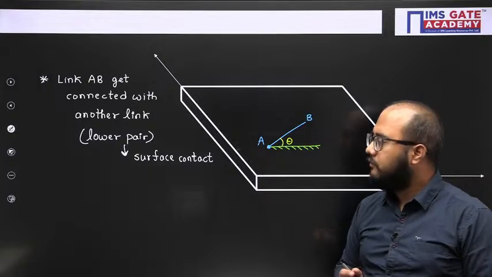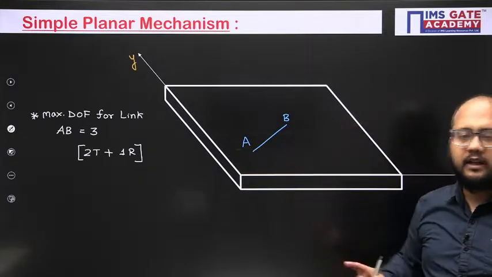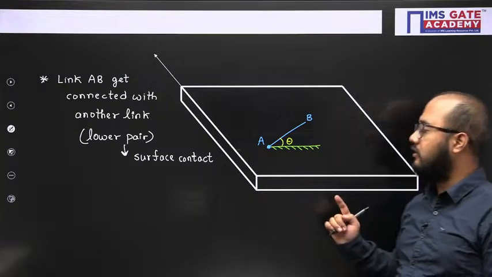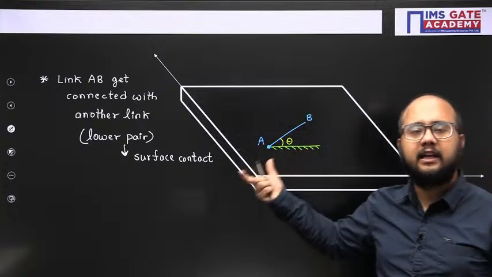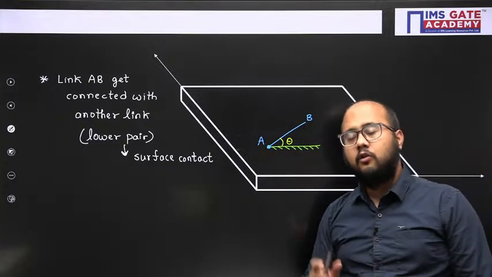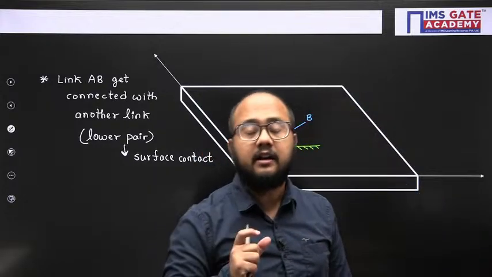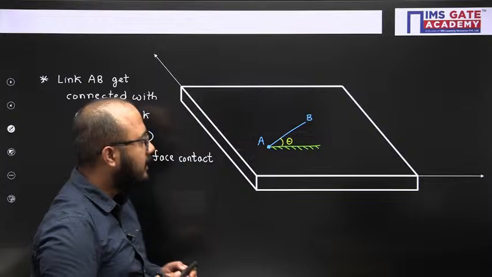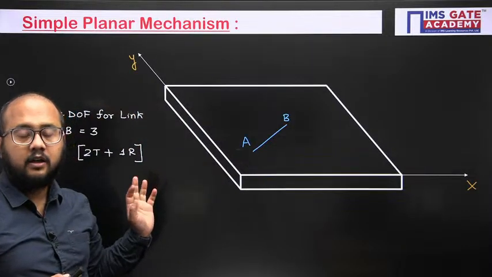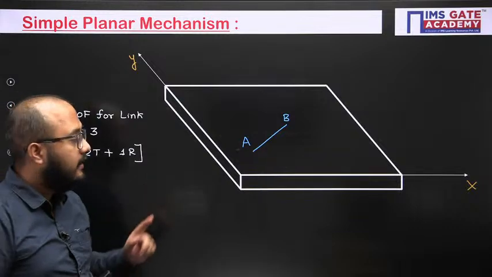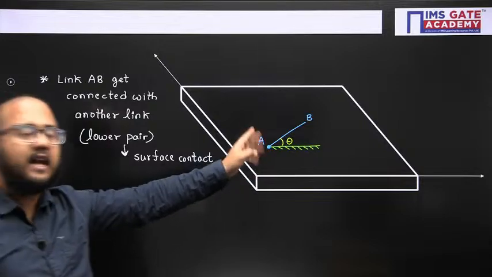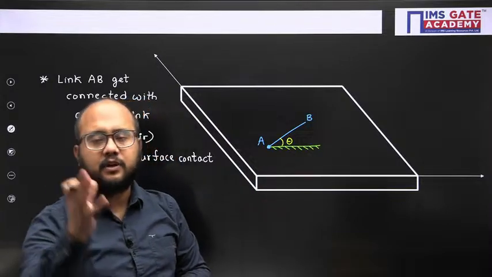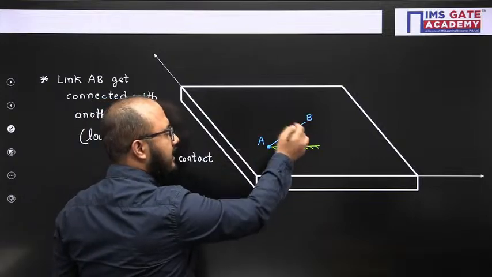Now, initially when we talked about the degree of freedom of link AB, it had a degree of freedom of 3. Now why am I saying the degree of freedom becomes 1? The answer is 1, because the position of link AB will be defined by theta only. Only theta is the variable or parameter needed to define the position of link AB. Are you getting my point here? Previously, a total of 3 parameters were required. But in this case, only 1 parameter is required, as it is connected with another link. That parameter is theta. If theta is given to us, I can easily find out the position of link AB.